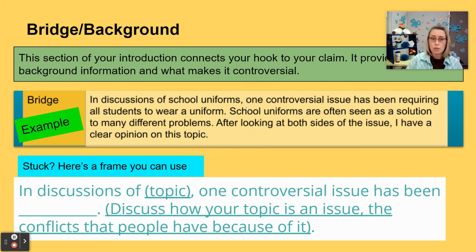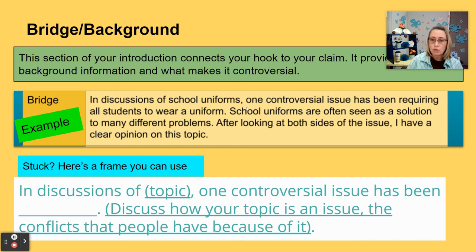For the bridge, background information, this section of your introduction is going to connect your hook to your claim. So you're just basically giving your reader a better idea. Kind of assume that they know nothing about this. They haven't heard of your topic of cell phones at school or college athletes. And they're like, wait, what are you talking about? Why is this controversial?